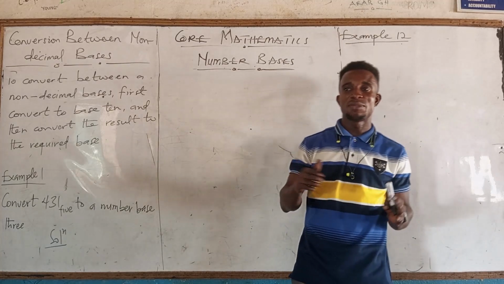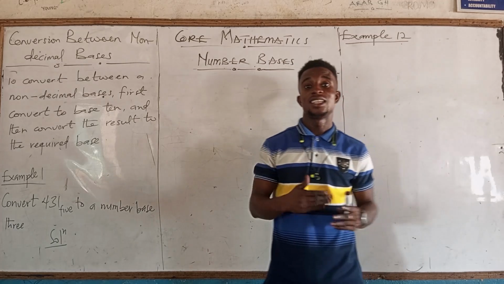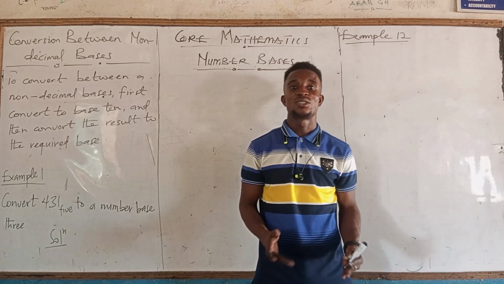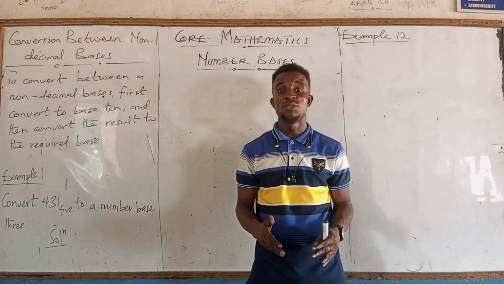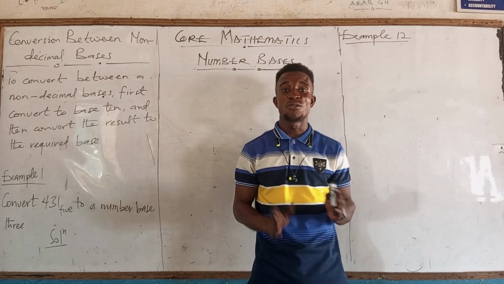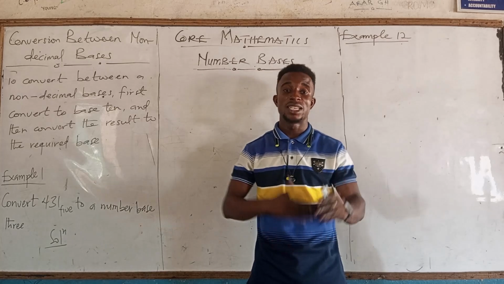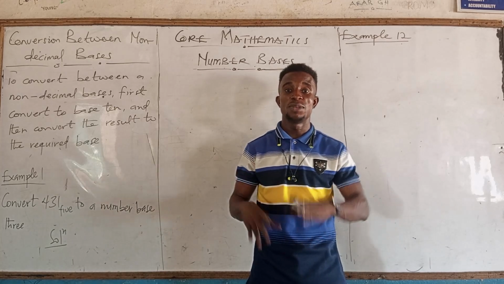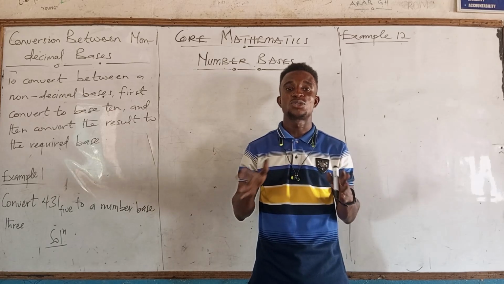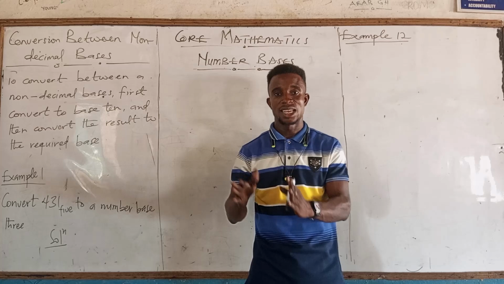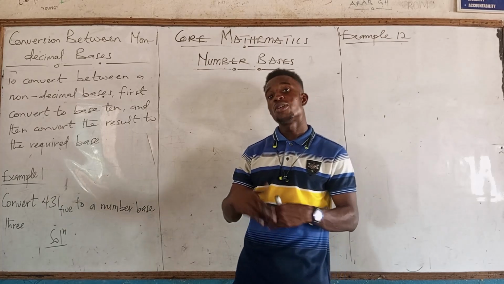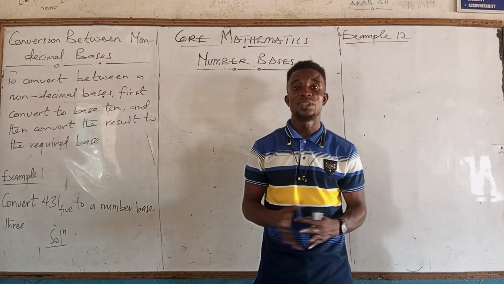In today's lesson, we are going to be looking at conversion between non-decimal bases. We know the decimal base is base 10, so non-decimal bases means between other bases. We are going to learn how to convert from, let's say, base 5 to base 7, base 8 to base 12, base 12 to other bases. There is no way around it: by so doing, we are going to be passing through base 10. Are we getting that?